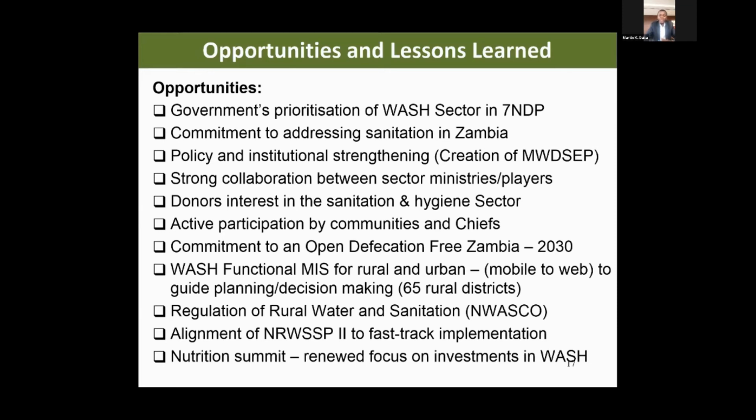And also we had a nutrition summit, which renewed focus on investments in WASH. That was in the past few years. So we see that there is a lot of positive response towards sanitation. Next slide, please.